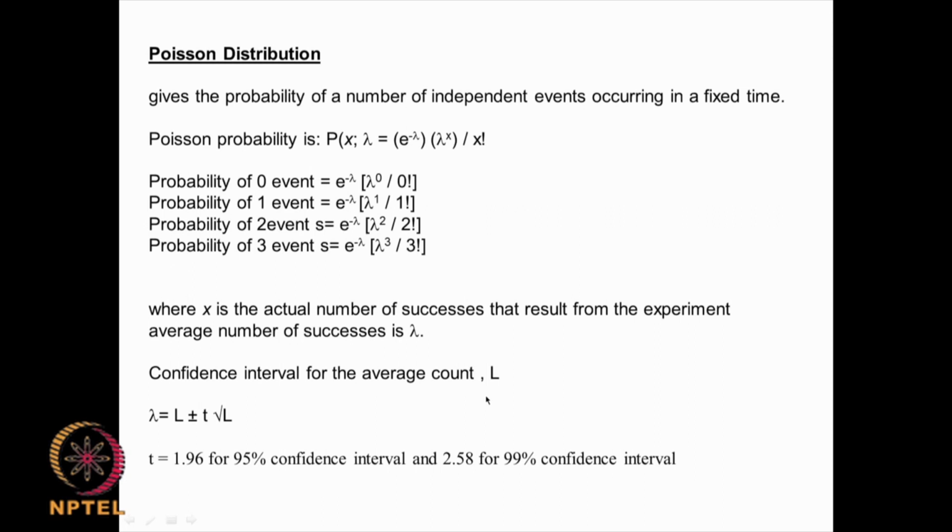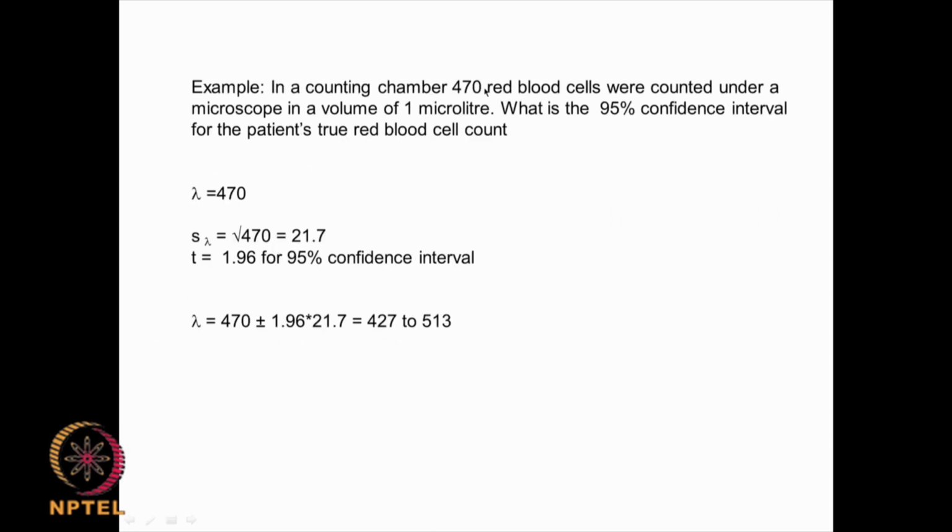Okay, let us look at some examples now. In a counting chamber, I got 470 red blood cells counted under a microscope in a volume of 1 microliter. So what is the 95% confidence interval for the patient's true red blood cell count? So lambda is 470, so the square root of 470 is 21.6, t is 1.96 for 95% confidence, so 470 plus or minus this.